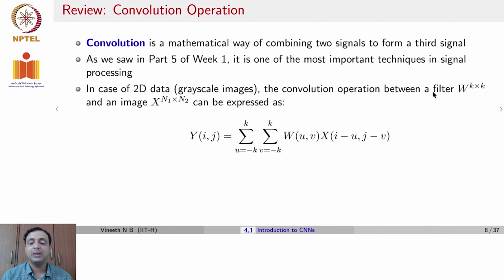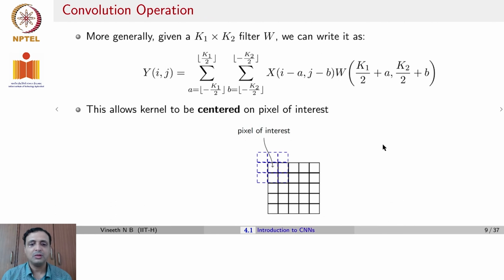Convolution operation between a filter W whose dimension is k cross k and an image X whose dimension is n1 cross n2 is expressed as y of i, j equals the sum over index u going from minus k to k, index v going from minus k to k, of w of u, v, which is the filter, and x of i minus u, j minus v, which is the input image. We've already seen this as the definition of convolution.